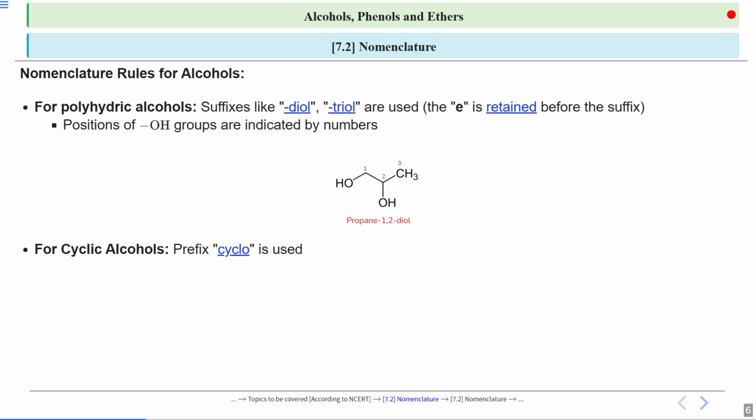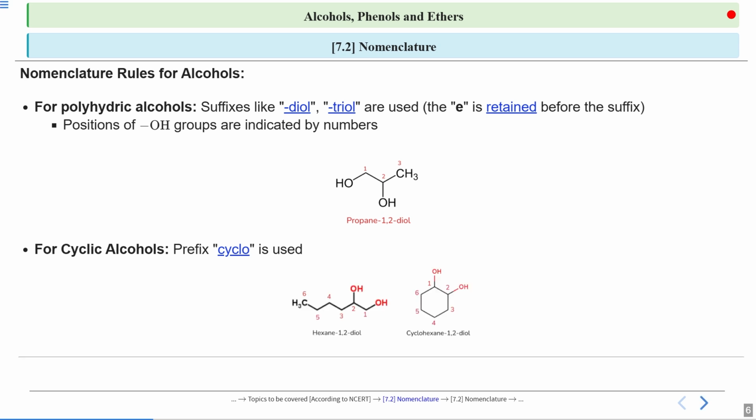Next, we talk about the cyclic alcohols. While naming the cyclic alcohols, the prefix cyclo is used. Prefix means you have to put cyclo before the name of the alcohol for the cyclic alcohol. You can see in these structures, one is hexane 1,2-diol, which is a straight chain polyhydric alcohol containing 2 hydroxy groups, and the positions of the OH groups are indicated by the numbers 1 and 2. The lowest possible number is given to the carbon.